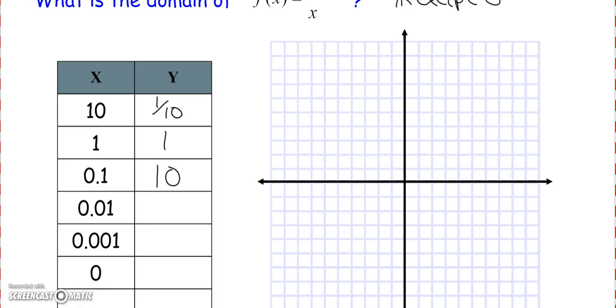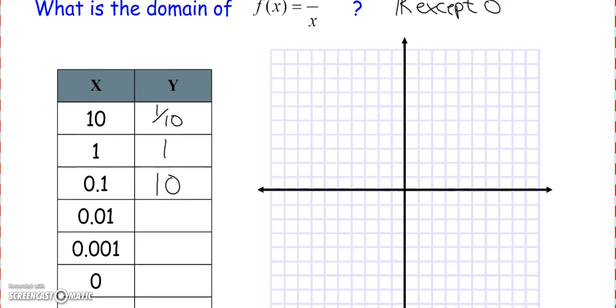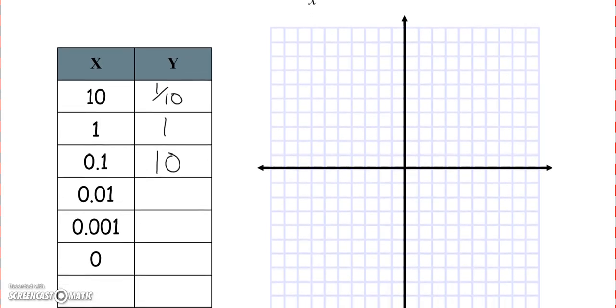I would hope if you're taking pre-calc, then filling in this t-chart shouldn't be too difficult. For example, 1 over 0.01 would be 100, or this would be 1,000. We already answered this one earlier talking about domain. This is undefined. What this is going to allow us to have is a pretty decent graph.